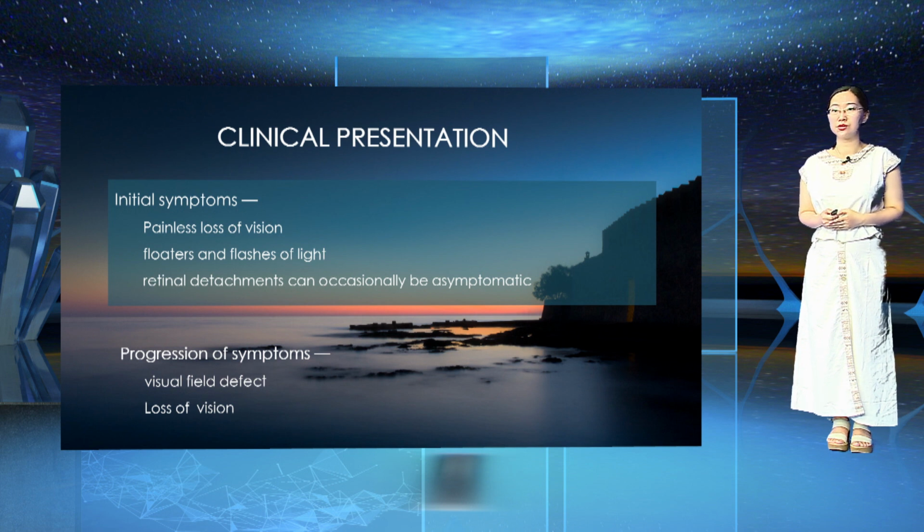Progression of symptoms. For patients with RD, the rate of progression varies depending upon the size and location of the retinal break and the movement of the eye. As the retinal detachment progresses towards the macula, the size of the visual field defect will enlarge in a corresponding fashion. Patients will lose the ability to read once the retinal detachment involves the macula.